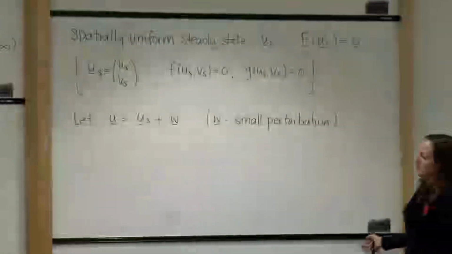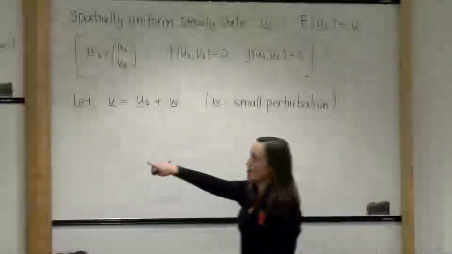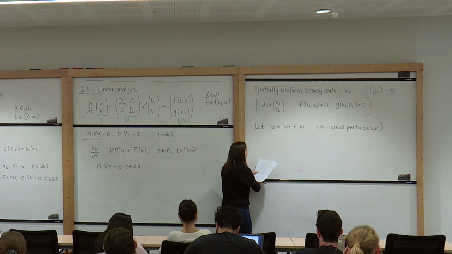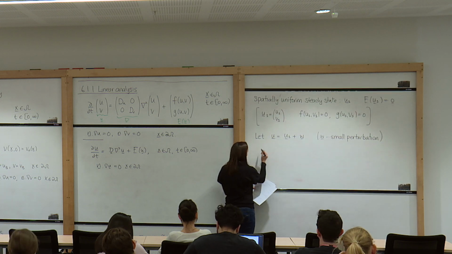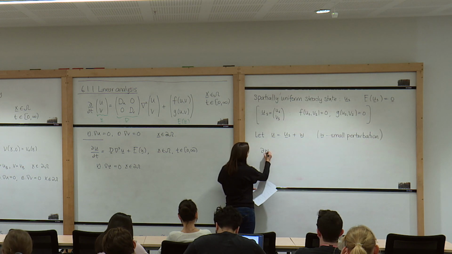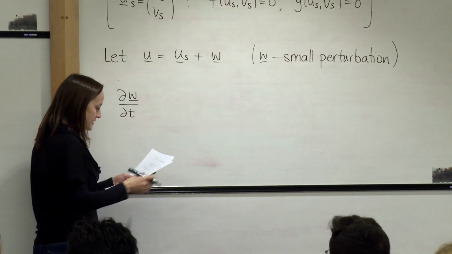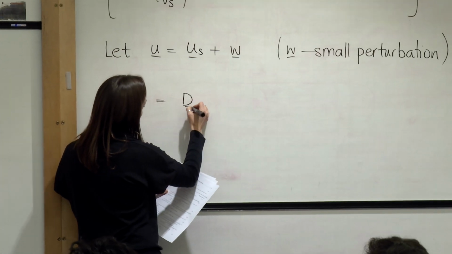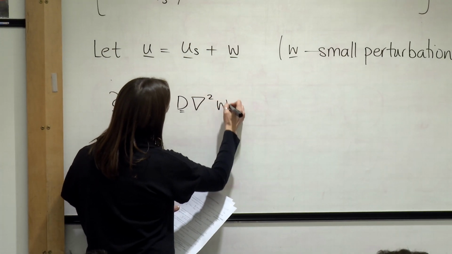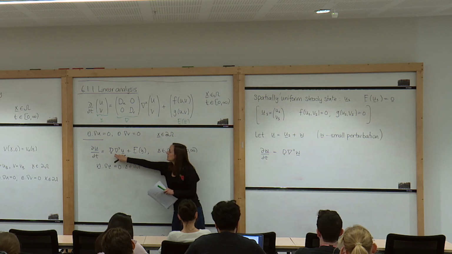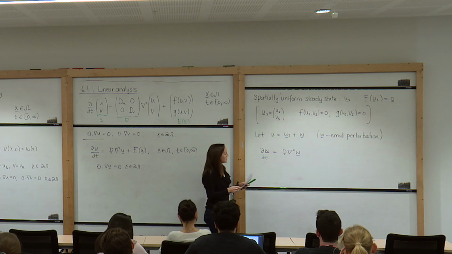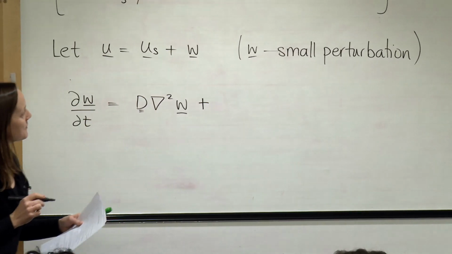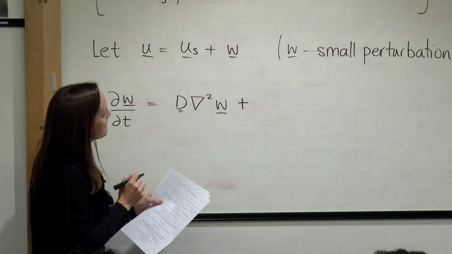And then the usual plan of attack, let's substitute into our reaction diffusion equation. If we do that, on the left-hand side we're just going to get dw by dt. On the right-hand side, we've got D times the Laplacian of w here, noting the Laplacian of u_s is 0, it's spatially uniform. And then we've got to think about what to do with f.